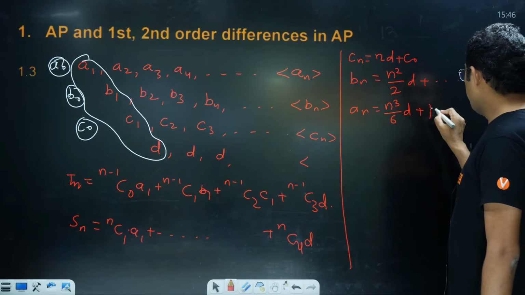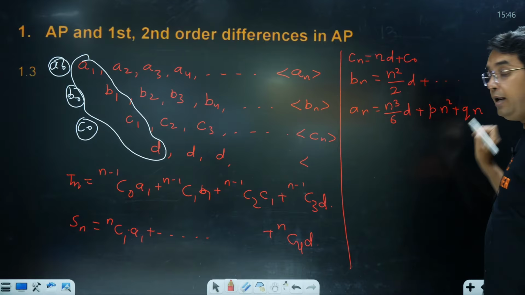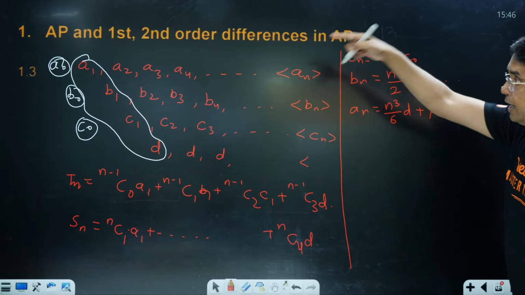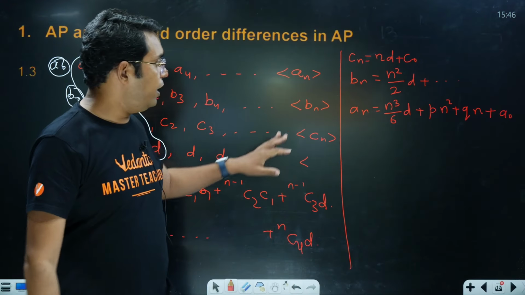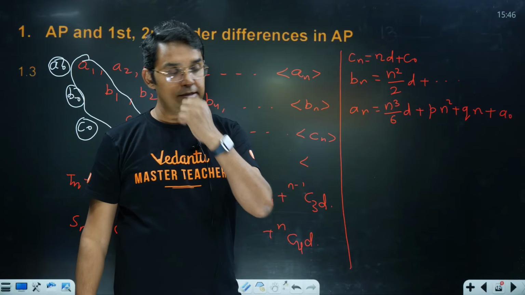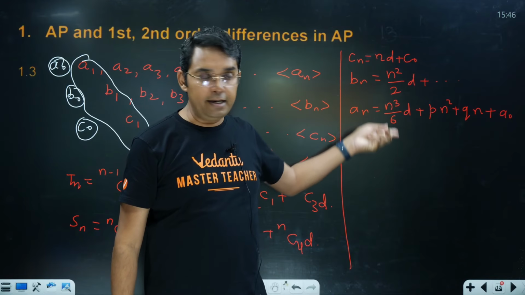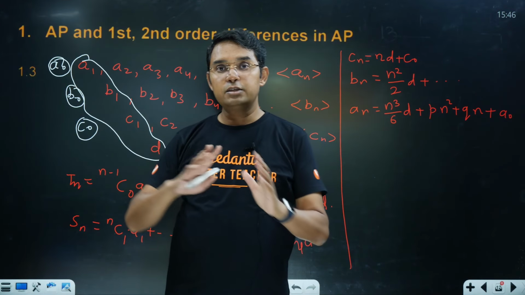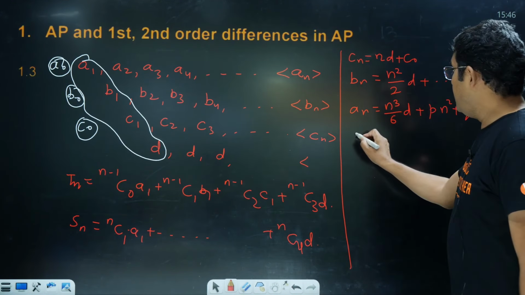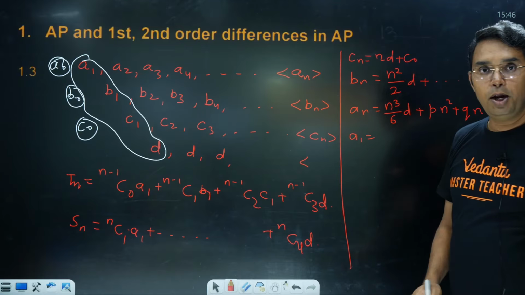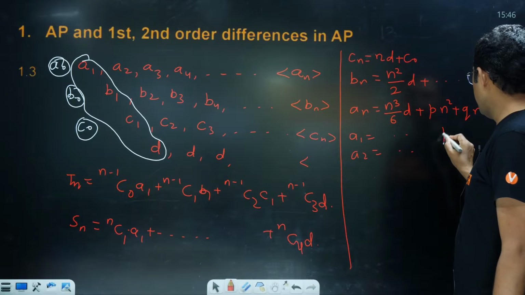Then p into n square plus q into n, and then the constant term will always be A0. So you can see here that where you would have needed 4 coefficients, you now need only 2 coefficients. This term is coming from the integration, and the constant term comes by just observation. So p and q you have to find, and you can do it by using A1 and A2. If you use A1 and A2, you will be able to find P and Q.